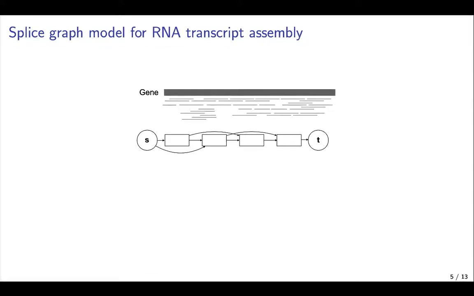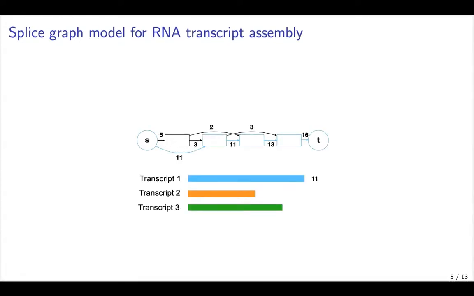Now, by mapping reads that span two nodes, like so, to the edges that correspond to the junction between those two nodes, we can build ourselves what should be, in theory, a flow network.